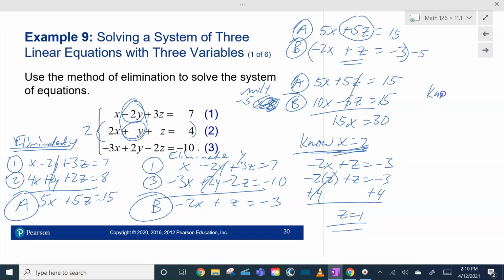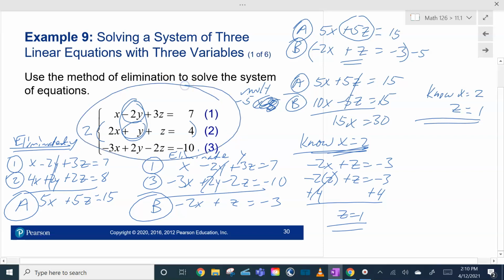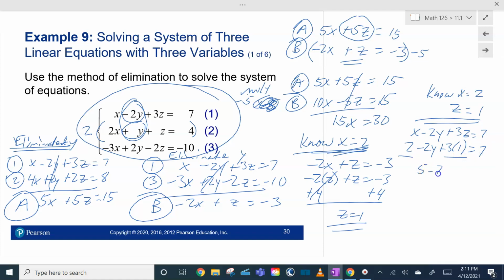So I know x is 2, z is 1, and I need to know y. I can go back to any of the original equations, 1, 2, or 3. I'll just take the first one: x minus 2y plus 3z equals 7. x is 2, z is 1, so I got 2 plus 3, I got 5. So 5 minus 2y equals 7. Subtract 5: negative 2y equals 2. Divide by negative 2, I got negative 1.